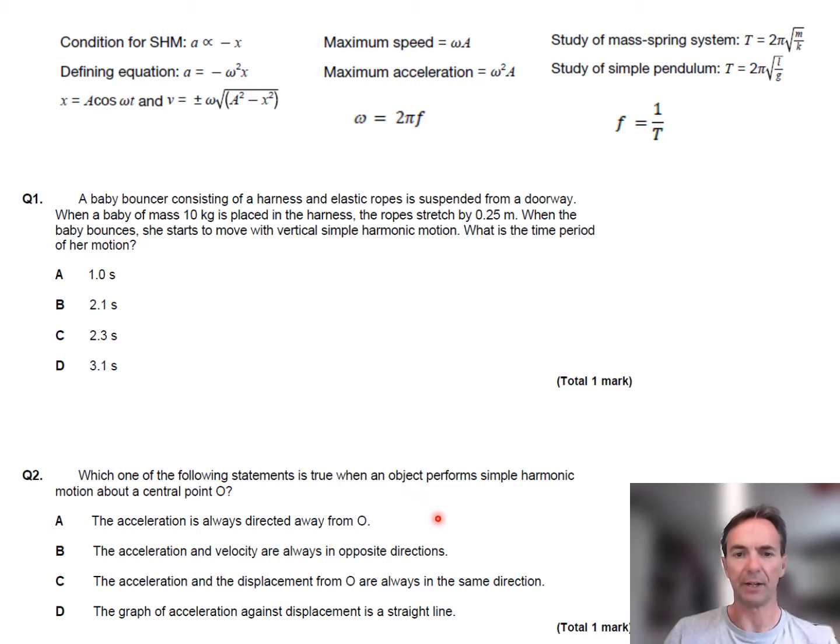The acceleration is always directed away from O. Always directed away from O. The acceleration and velocity are always in opposite directions. Velocity, always in opposite directions. Hold that one. Let's come back to that one. The acceleration and displacement from O is always in the same direction. Negative sign. The graph of acceleration against displacement is a straight line. That sounds suspiciously right. Let's read this one again. The acceleration and velocity are always in opposite directions? Are they always in opposite directions? Have a think and come back to it.